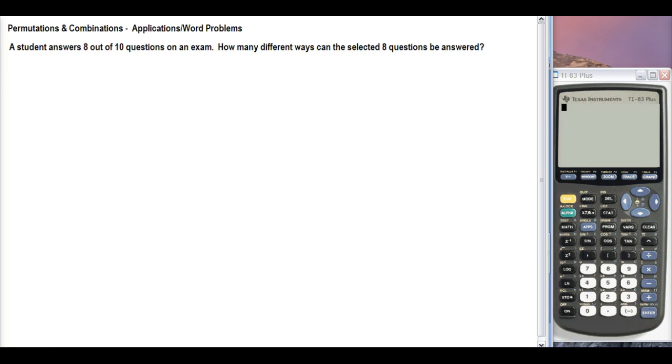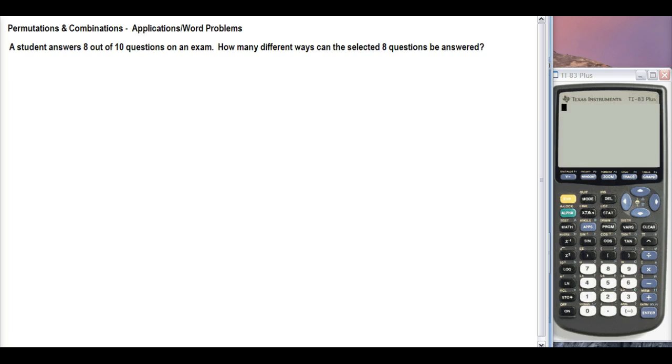So our next example says we have a student and they answer 8 out of 10 questions on an exam. And we want to know how many different ways can the selected 8 questions be answered. Okay. So to start off here, we need to think about this. So we have a student who's taking a 10-question test. And so he answers 8 of them. It doesn't matter what 8 he answers. And since the order of which one he answered really doesn't matter, especially if they're all worth the same amount of points, then that would constitute that this particular situation being something of a combination versus a permutation.